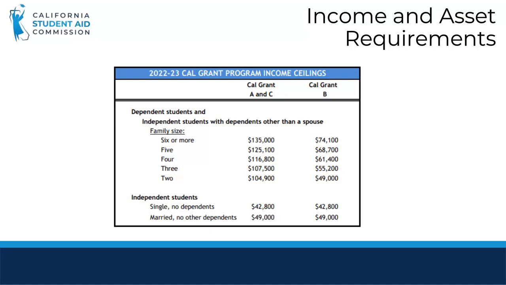As a requirement, a student's total family income must be below the ceiling for their family size. If the student is a dependent student, only their parents' income and assets are compared to the ceiling. If the student is deemed independent, then only their own income and their spouse's, if married, is compared. The ceilings are also broken down by family size and the different grant types, Cal Grant A, B, and C.